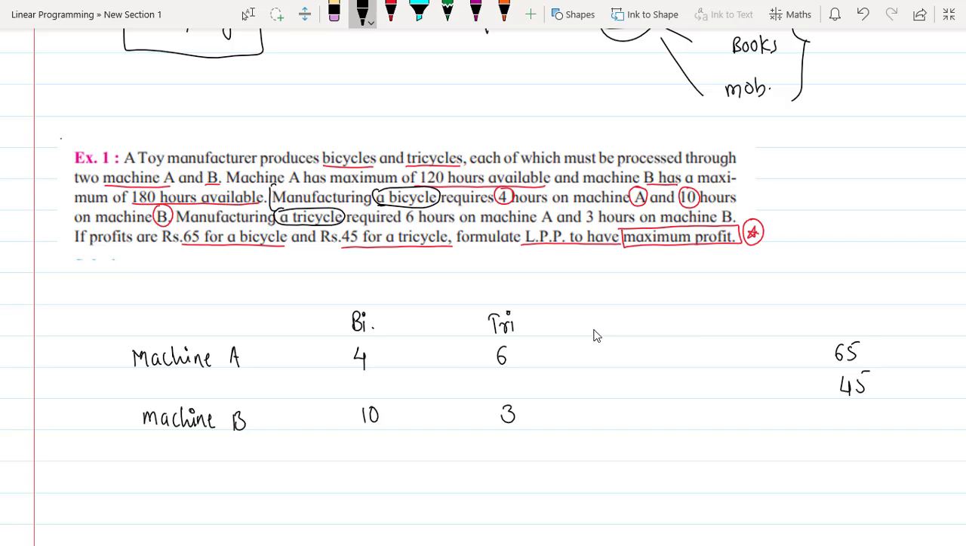Perfect. Now there is one more sentence they have given that कि भाई वो मैन्युफैक्चरर के पास मशीन A अवेलेबल कितने टाइम के लिए है, it is available only for 120 hours, okay. So availability is how much? The machine A is available only for 120 hours and the machine B is available only for 180 hours. So in this way we can form the linear programming.